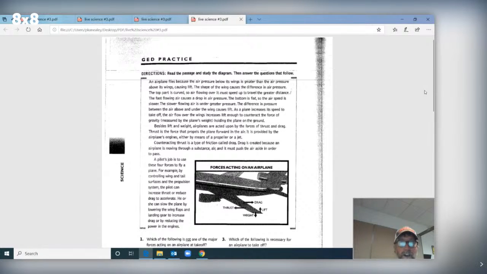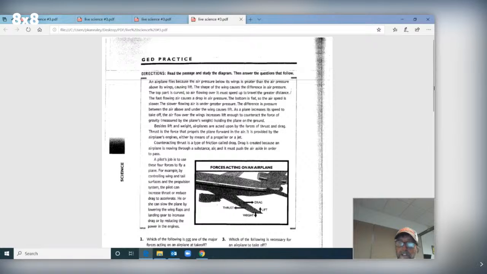Besides lift and weight, airplanes are acted on by forces of thrust and drag. Thrust is the force that propels a plane forward in the air. It's provided by the airplane's engines, either by a propeller or a jet. Counteracting thrust is a type of friction called drag. Drag is created because an airplane is moving through a substance, air, and must push aside the air in order to pass. Okay, so we're going to go back and unpack that.